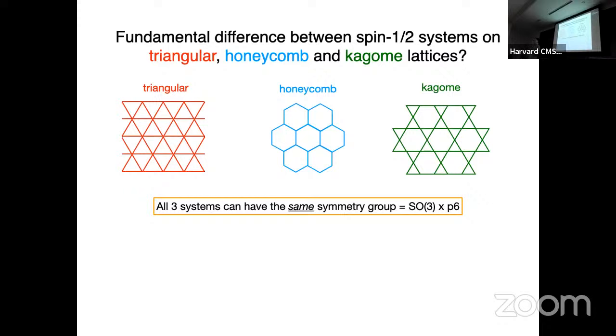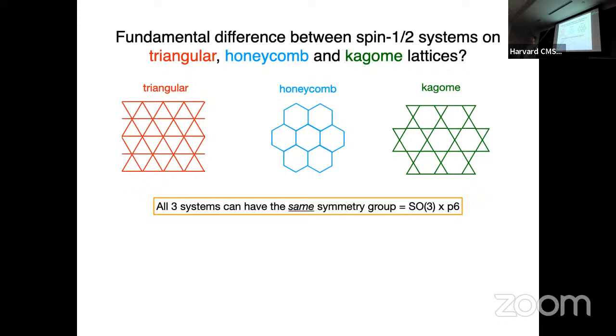Only spins? Could there be fermions or some other stuff too? In principle, there can, but for simplicity here, I'm talking about not even fermions, just the spins. Okay, just spins. So it turns out all these three systems have the same symmetry group. There's SO(3) spin rotational symmetry, and then there's this lattice symmetry. It has a name called P6.